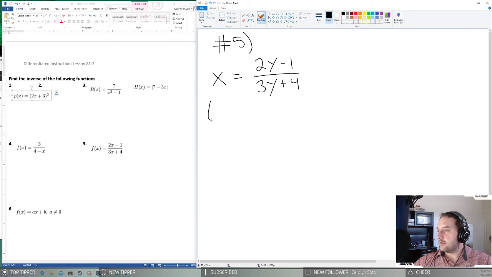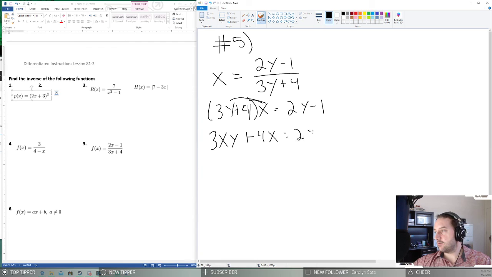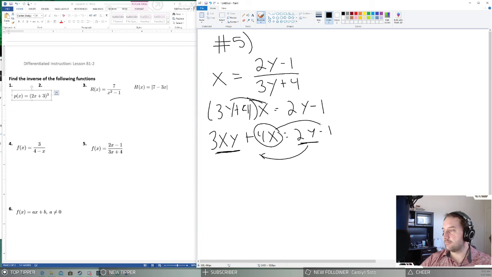All right, so multiply 3y plus 4 times x equals 2y minus 1. So I need to get y by itself. Well, I have y's on both sides, so I'm going to distribute this. So I get 3xy plus 4x equals 2y minus 1. Well, with these y's, I want to get everything to one side. So I'm going to bring this over here, and then I'm going to bring that over there. So I'm going to get 3xy minus 2y equals negative 4x minus 1.